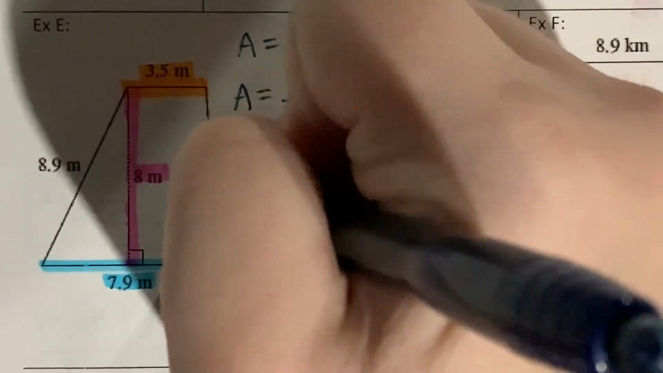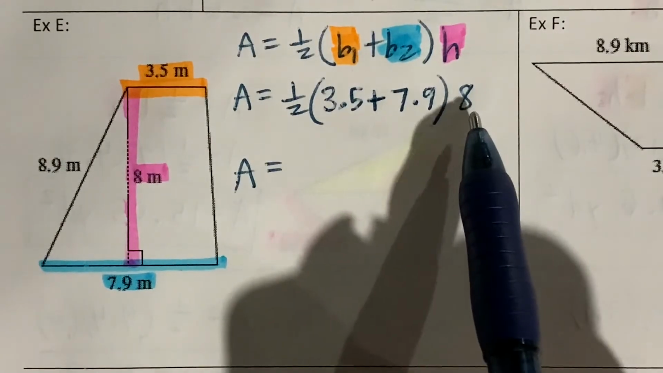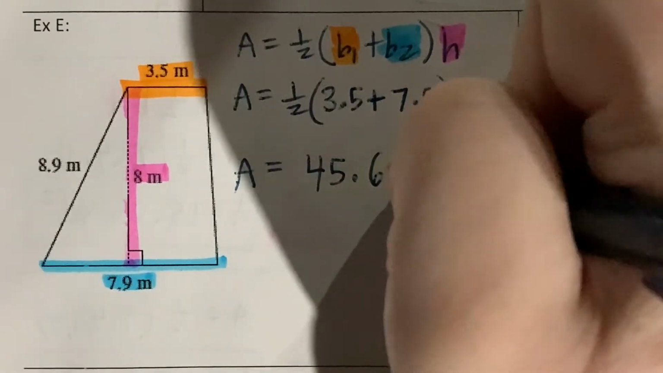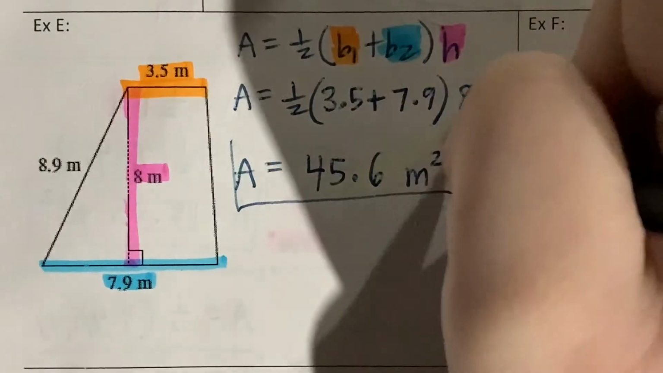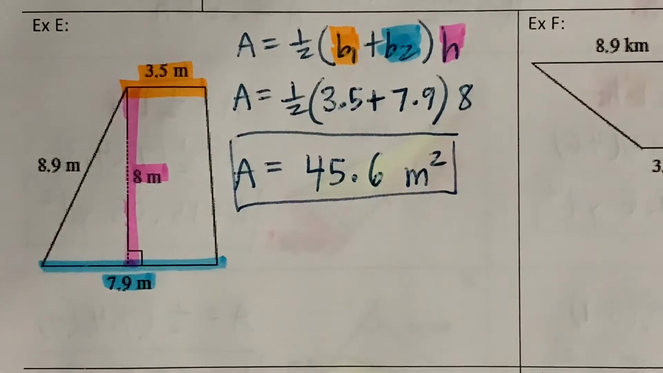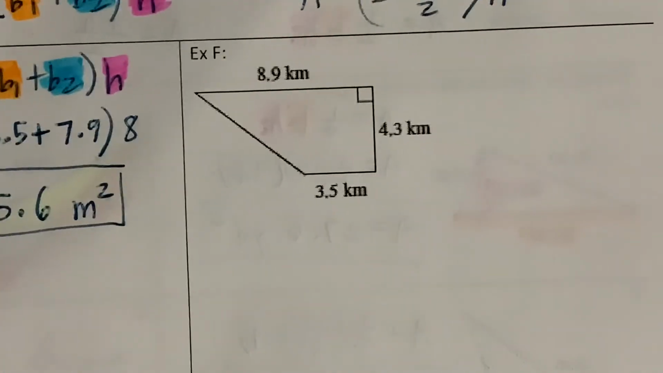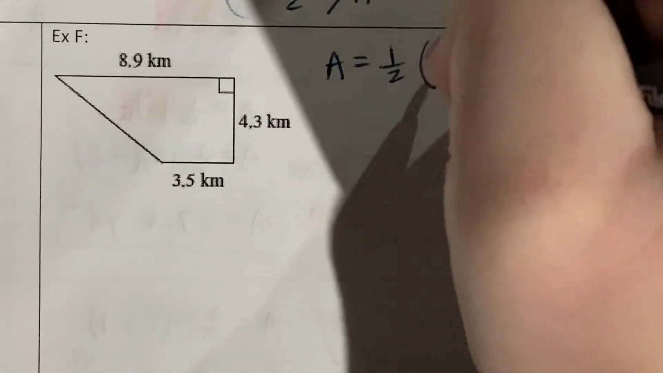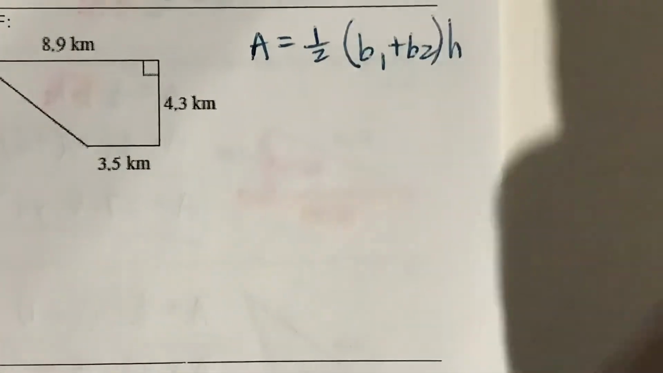So when I complete this using order of operations, I get 45.6 square meters for the area of my trapezoid. Let's look at one more. Example F, the figure is actually a little bit easier to look at. I'll start by writing my formula. Area equals 1/2 times base 1 plus base 2 times my height.